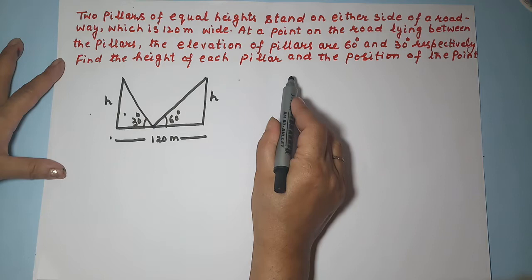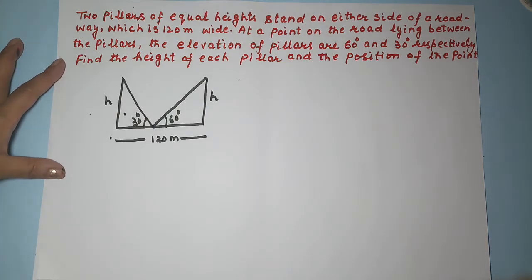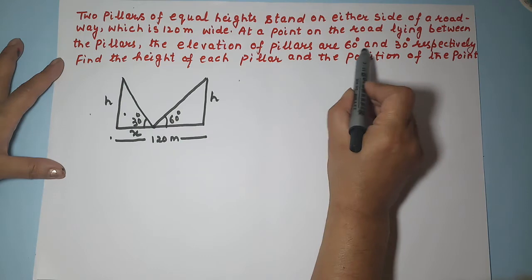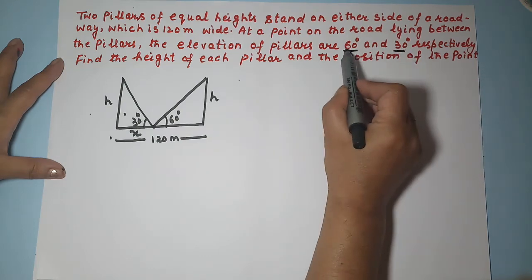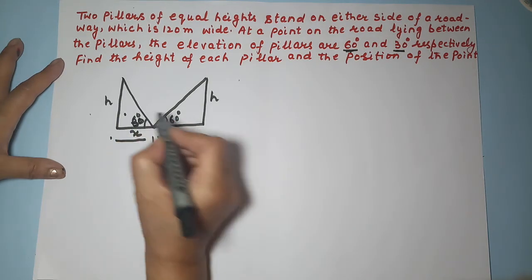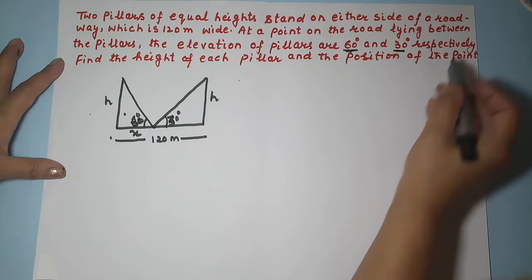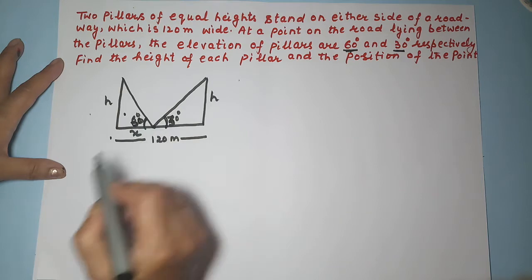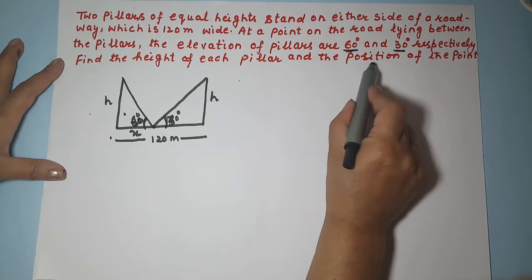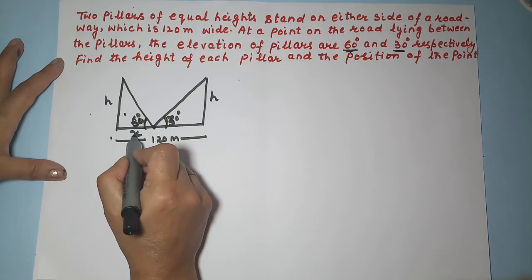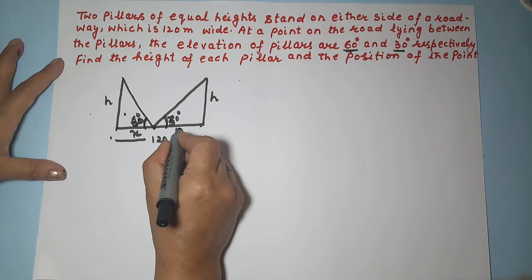Now find the height. Let this be X. If he is saying the elevations of the pillars are 60 and 30 respectively, what does that mean? This has to be 60 and this has to be 30. That's how you have to know the position of the angles also. Find the height of each pillar and the position of the point. Position of the point means this distance we have to calculate, which we have kept as X. Let this distance be Y.